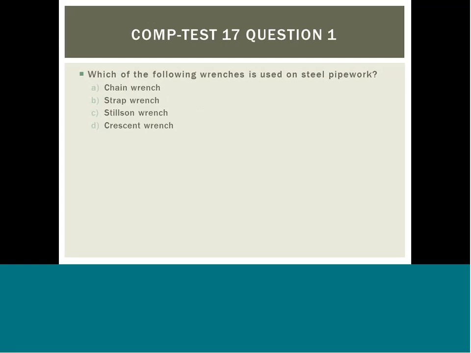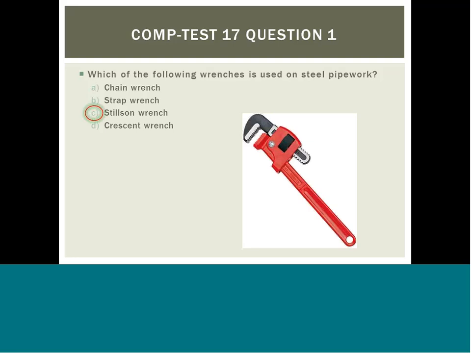Comp Test 17, question number 1. Which of the following wrenches is used on steel pipework? A, a chain wrench, B, strap wrench, C, Stilson wrench, D, crescent wrench. As shown on the screen, answer C is the best answer here. A Stilson wrench is the best application when working on steel pipework.